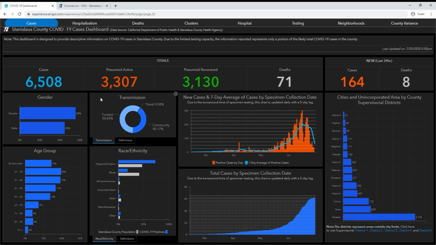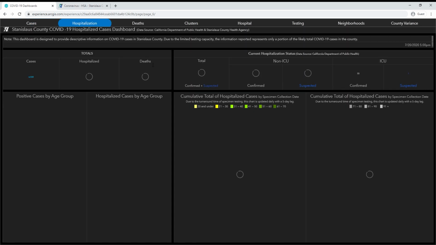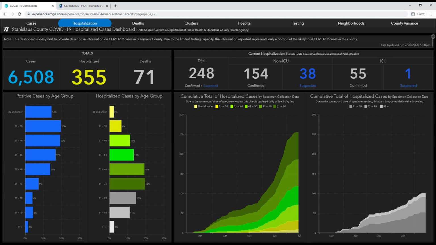Below this, you can also find demographic information such as gender, age group, race and ethnicity, and the number of new cases that are being reported by specimen collection date. In the next tab, we will overview hospitalization.